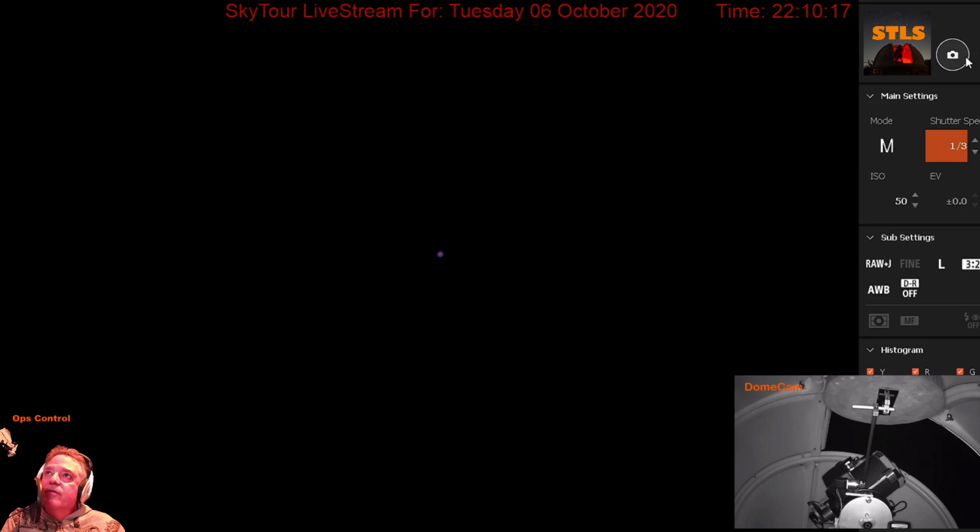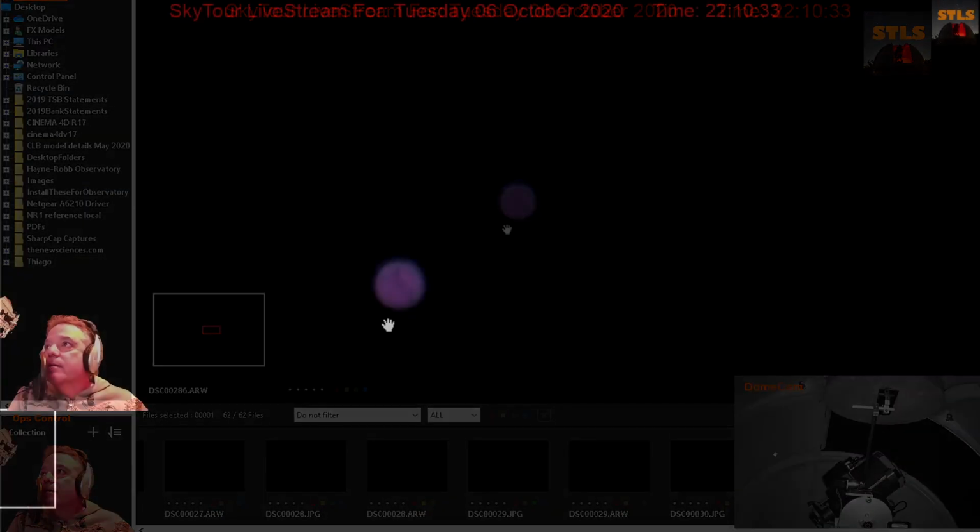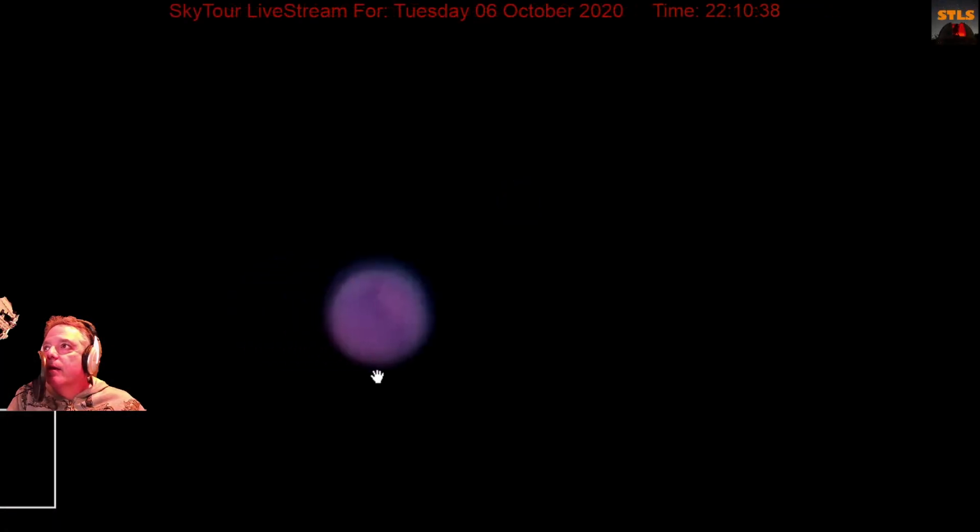So let's just take a photo here and see what we're looking at. We photograph Mars again, okay? I mean, look at that. That's looking really nice there. Holy cow! Look at that. That is actually stupendous. Holy cow!